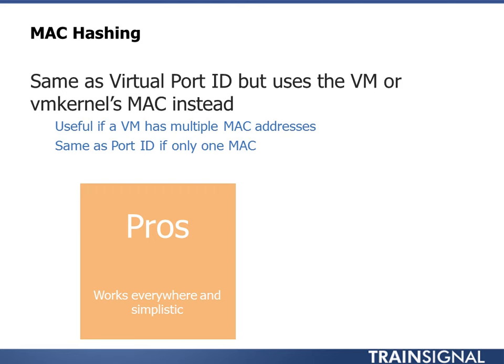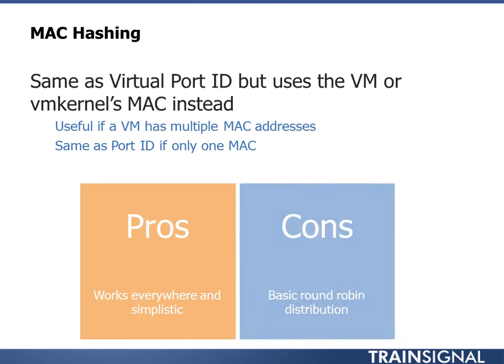The nice thing is, it's the same requirements as virtual port ID. Any switches work. You don't need to do any real configuration on the switches. No port channels. Do not use port channels with virtual port ID or MAC hashing. Just set them up as standard edge ports, trunk them, and that's it. And it works everywhere. But again, it's basic round-robin distribution and nothing more than that. So, know the difference between those two. One of them hashes each VM to a different NIC. The other one hashes each virtual NIC from VMs to a different physical NIC. Neither of them require any special configuration on the switches.